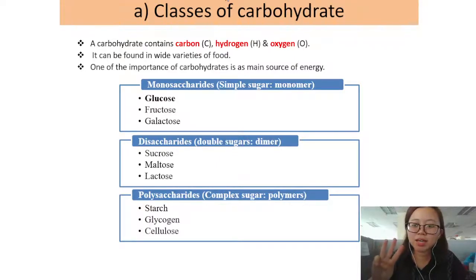And there are three classes of carbohydrates. Okay, don't think of it as bread and noodles and rice. Think of it as monosaccharides, disaccharides, and polysaccharides. Okay, ada tiga kelas carbohydrate. So the first class will include simple sugars or monomers such as glucose, fructose, galactose. Disaccharides are for double sugars or dimers such as sucrose, maltose, and lactose. And last but not least, polysaccharides are for complex sugars or polymers such as starch, glycogen, and cellulose.